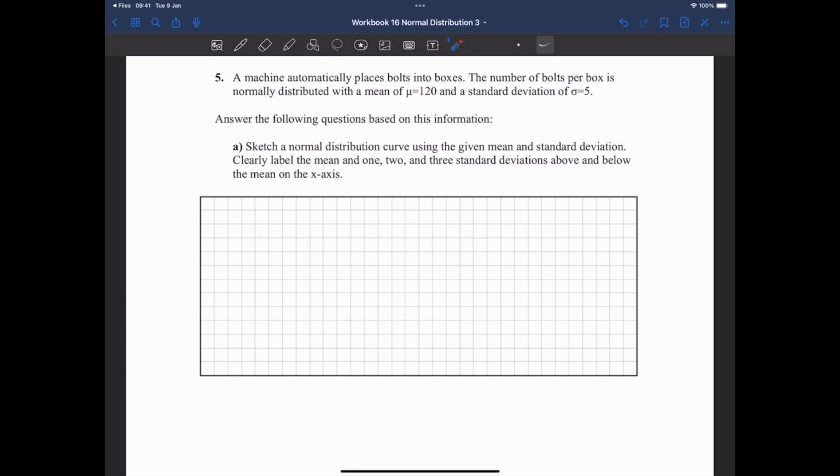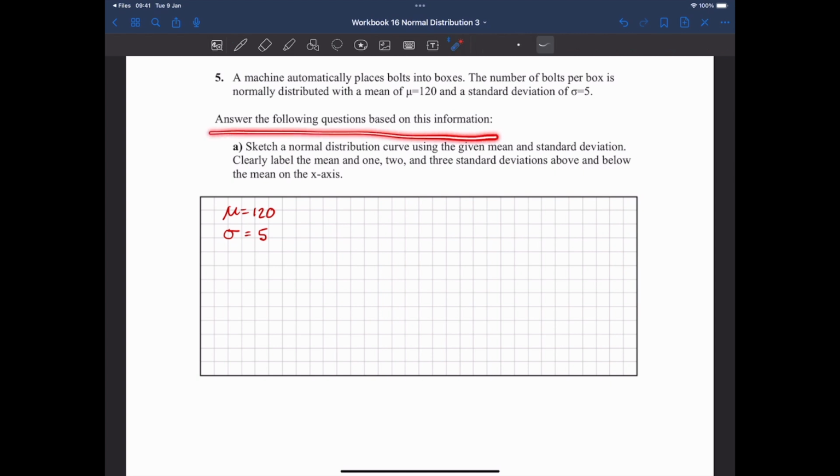Okay, welcome to question 5 in our workbook. So the first thing I'm going to do is read it. A machine automatically places bolts into boxes. The number of bolts per box is normally distributed with a mean of 120 and a standard deviation of 5. So I'll write that down first. The mean equals 120. The standard deviation equals 5.